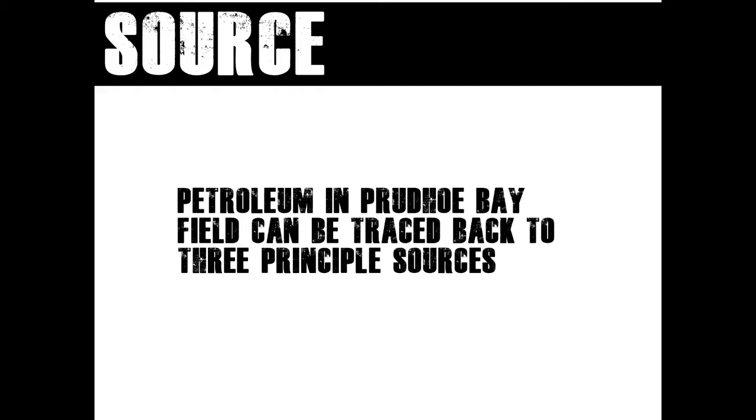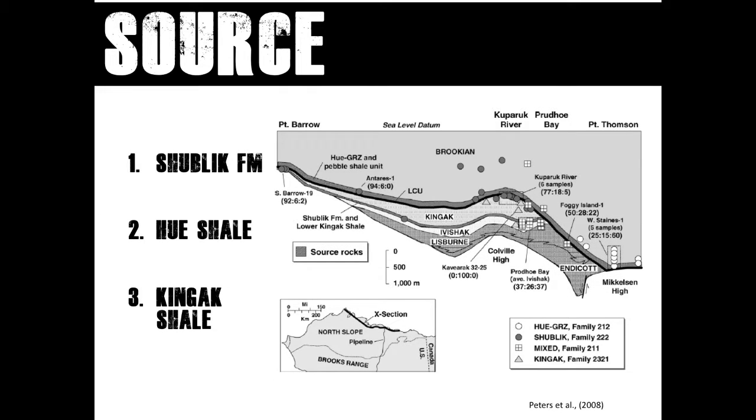Petroleum in the Prudhoe Bay field is attributed mostly to three principal sources from chemometric and biomarker analyses. One, the carbonate-rich Middle to Upper Triassic Shublik Formation. Two, the clay-rich Cretaceous Hue Shale. And three, the Kingak Shale.